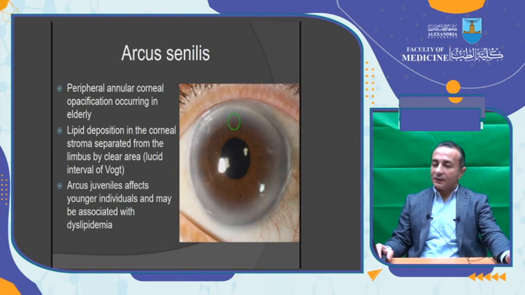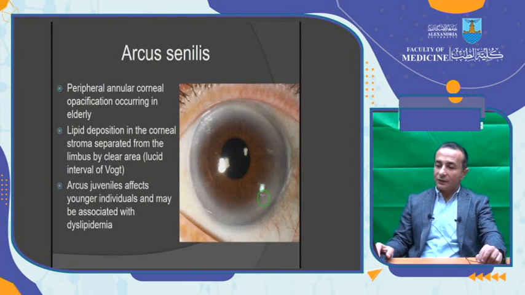It may be explained that the blood vessels become more open with age, and this may result in more cholesterol and lipid deposition leaking in the periphery of the cornea. Arcus senilis may occur in young individuals, and this is usually associated with some dyslipidemia or metabolic lipid disorders.